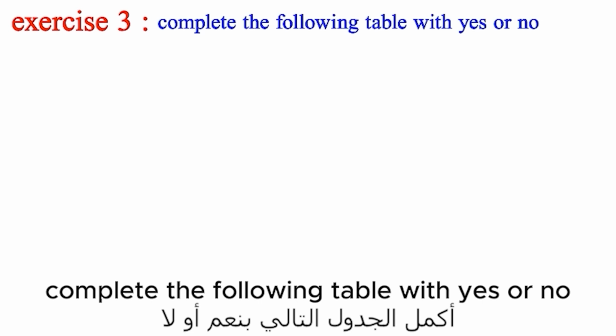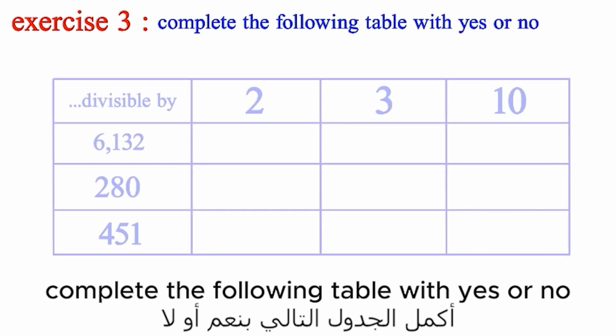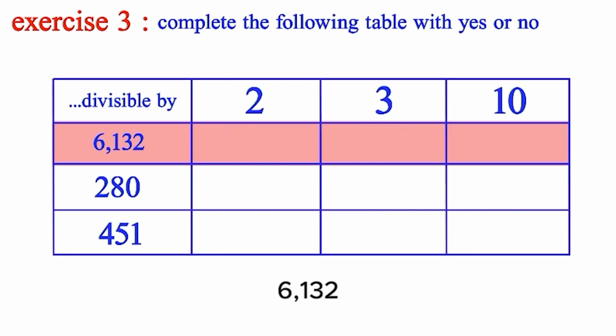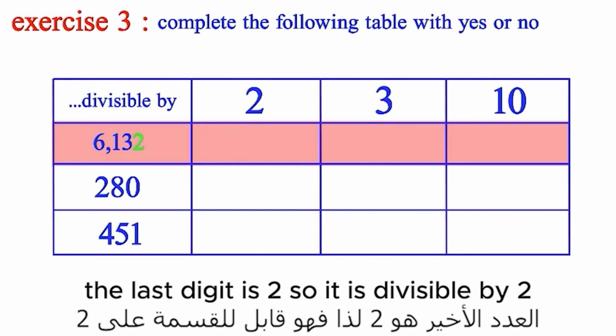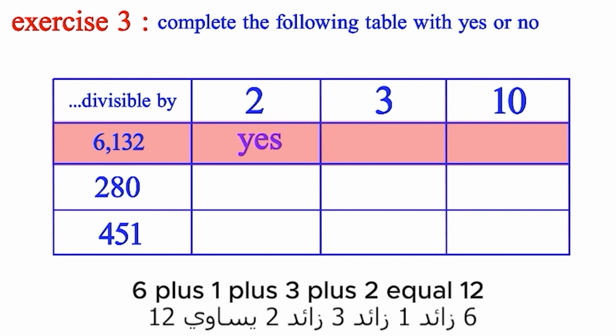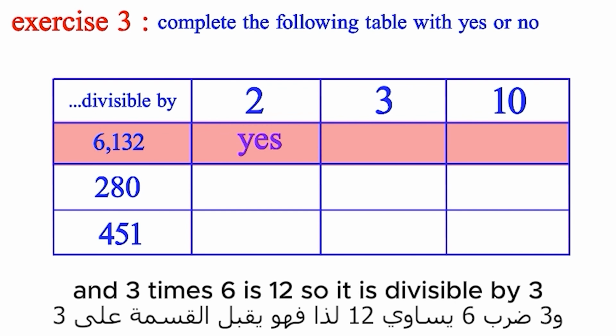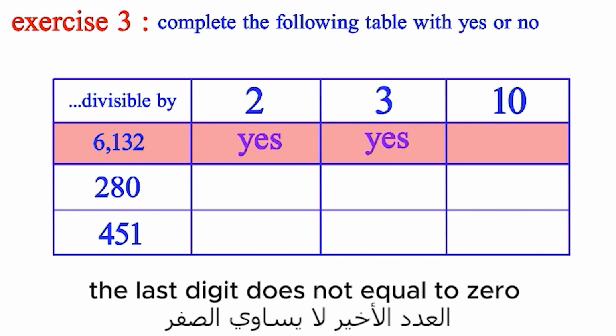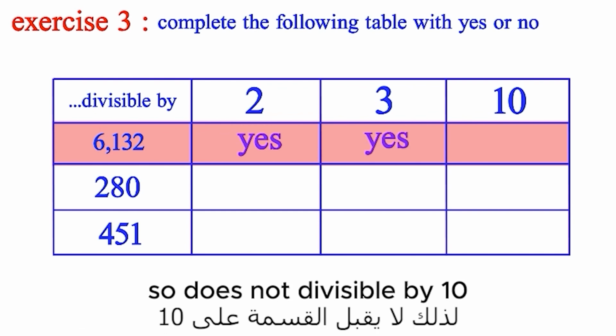True. Third question. Complete the following table with yes or no. 6,132. The last digit is 2, so it is divisible by 2. 6 plus 1 plus 3 plus 2 equals 12. And 3 times 4 is 12, so it is divisible by 3. The last digit is not 0, so it is not divisible by 10.